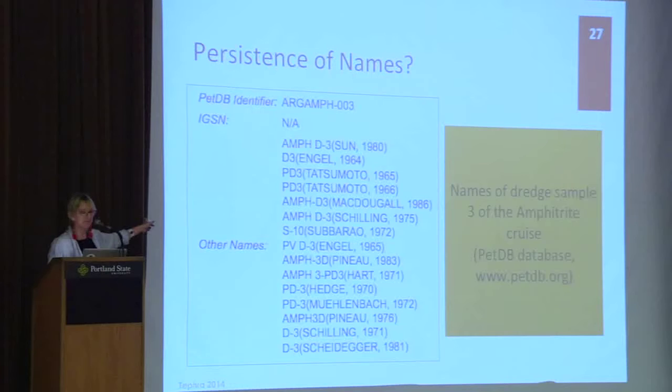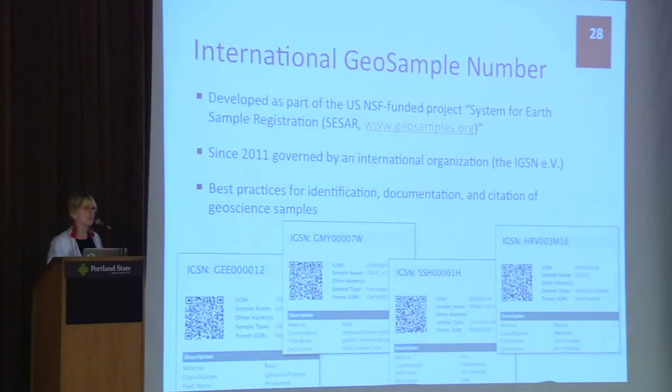This is one and the same sample listed in 12 or so publications, and every publication has a slightly different name for it. In the marine world, you have a cruise, you have a dredge number, and so on, and you can sort of figure out which sample it is. But in the terrestrial world, it's crazy. So what we did, we started a sample registry and an effort to provide unique identifiers to samples.